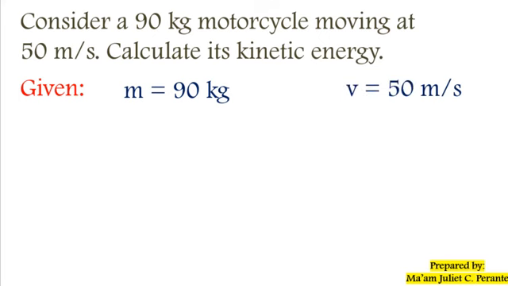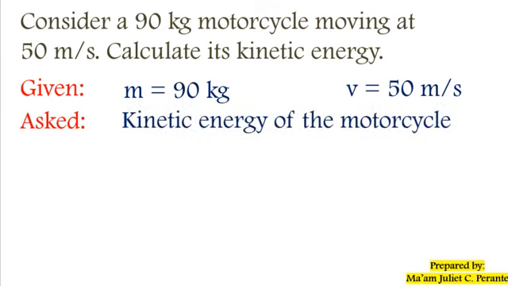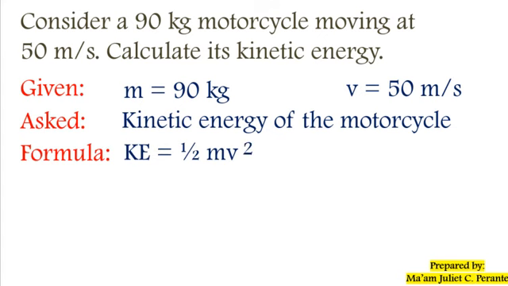Next thing to do is to identify what is asked. What are we looking for? For this problem, we are finding out the kinetic energy of the motorcycle. And we can do that by using this formula: KE equals one half mv squared. So if we now have the formula and the given, we can substitute the given into the formula.